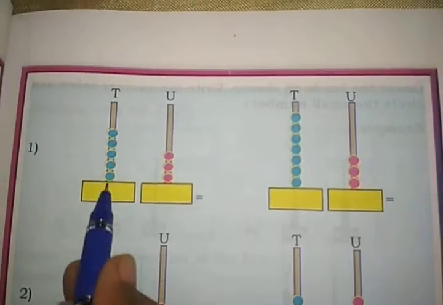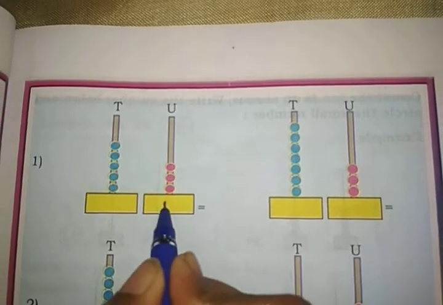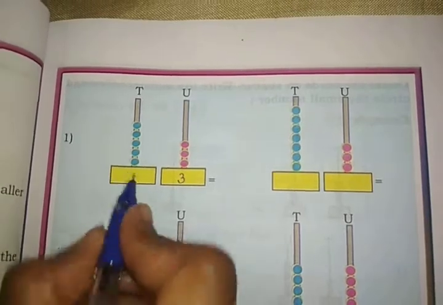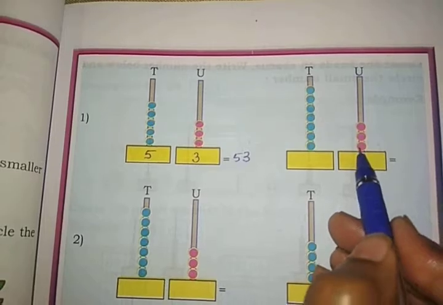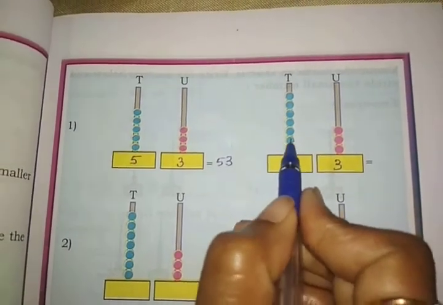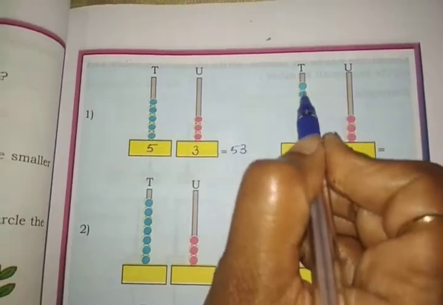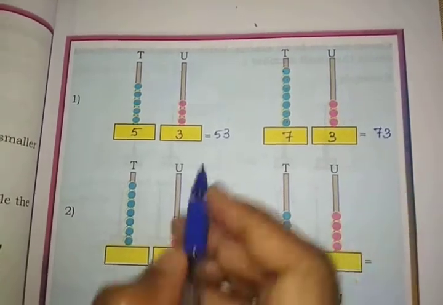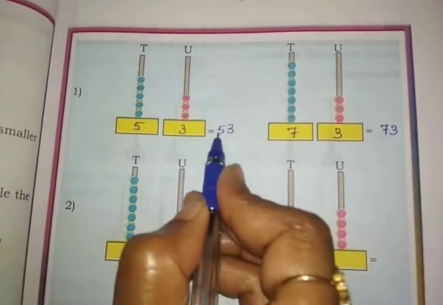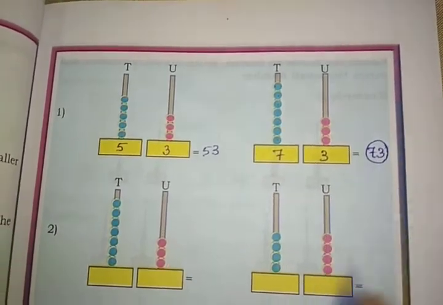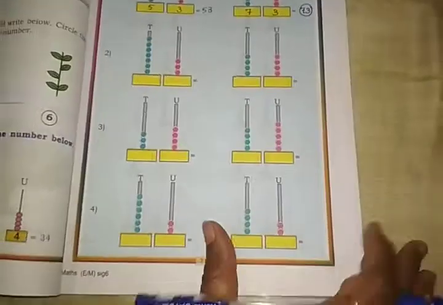Count and do there. How many beads in unit place? 1, 2, 3. Tens place 1, 2, 3, 4, 5. That is 53. Here 1, 2, 3 in units place. Tens place 1, 2, 3, 4, 5, 6, 7. 73. So in this, which is greater number? Here 53, here 73. So 73 is the greater. Remaining these 3 you do yourself.